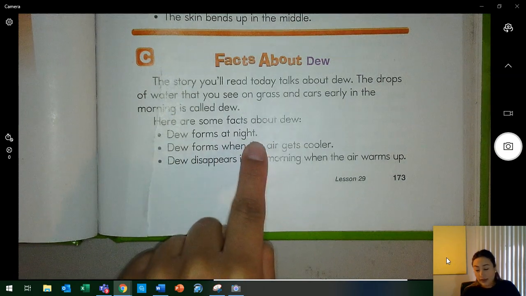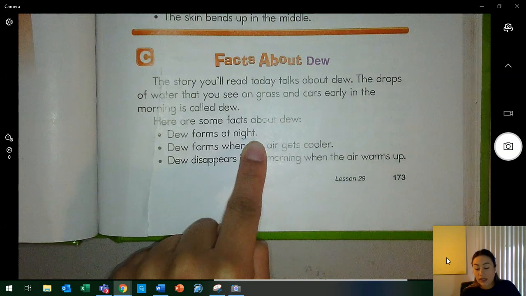Dew forms at night. Stop right there. Everybody, listen to that fact again. Dew forms at night. Say that fact. Get ready. Yes, dew forms at night.